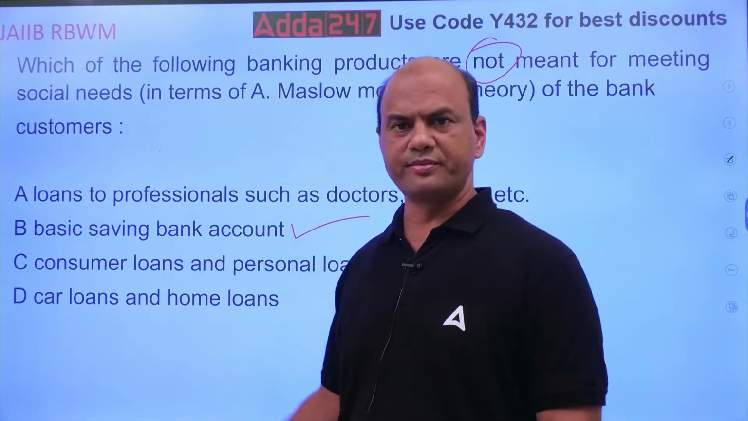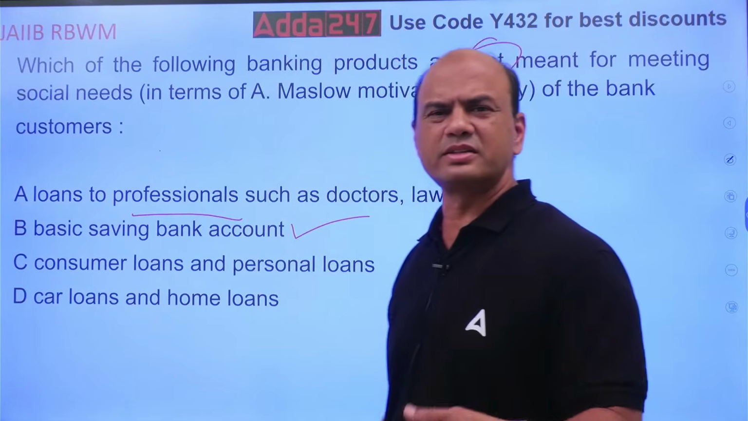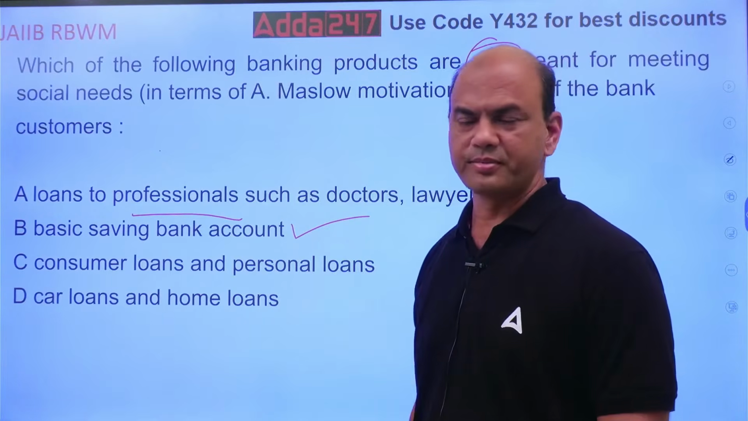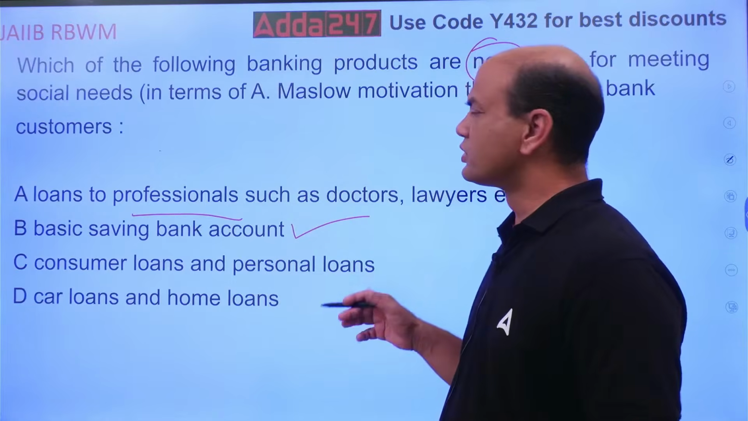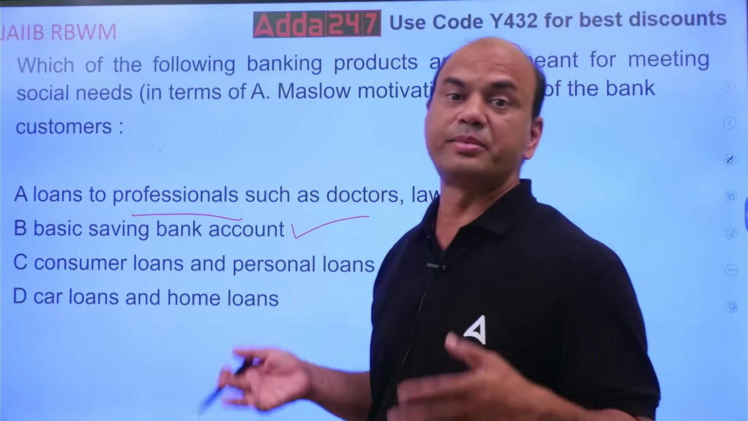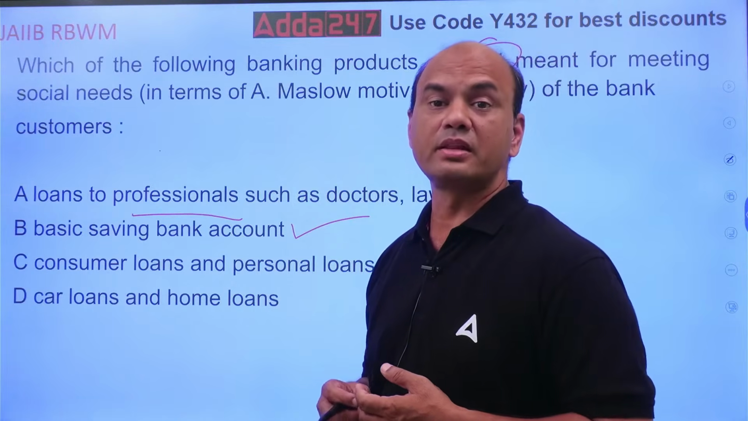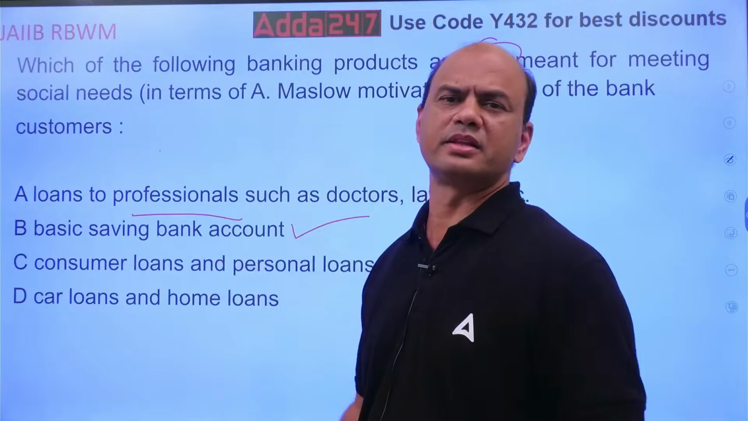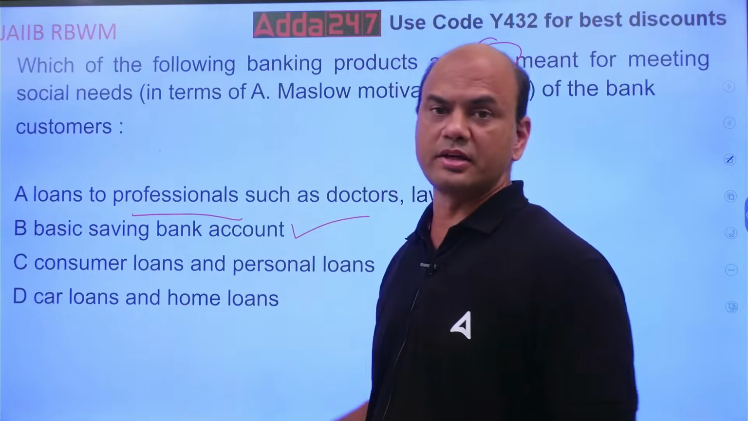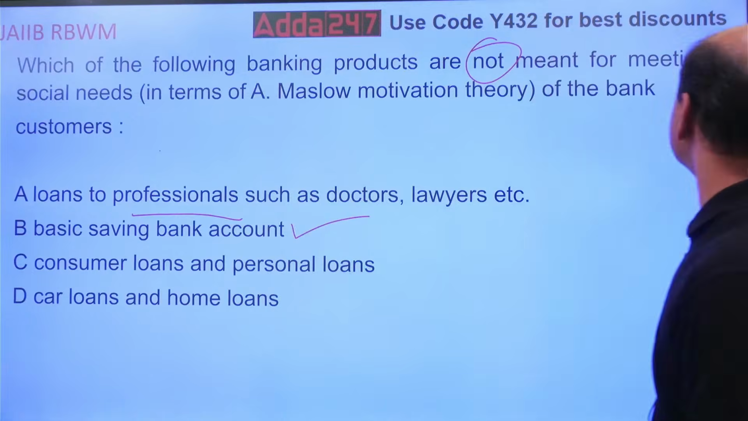Social needs not required. Loans to professionals, yes, these are required. Professional means doctors, lawyers, everyone. Consumer loans and personal loans required, right? Because these are the growing sectors here. Social needs means what? Generally the taxpayers in our country are from this level. We call it middle class. A lot of persons are in middle class. So there, consumer loans, personal loans needed, car loans and home loans needed, obviously. Isn't it? So, BSBD is not needed.